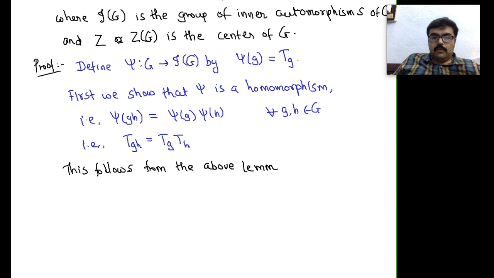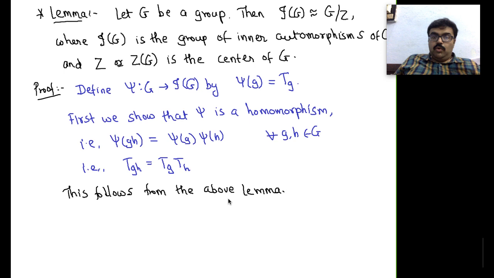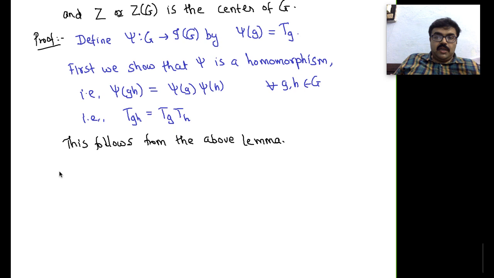Right? And we want an onto homomorphism. So is it an onto homomorphism? What is the image of psi? Let Tg belong to Ig. We take an element in the codomain. An element in the codomain means it is an inner automorphism.